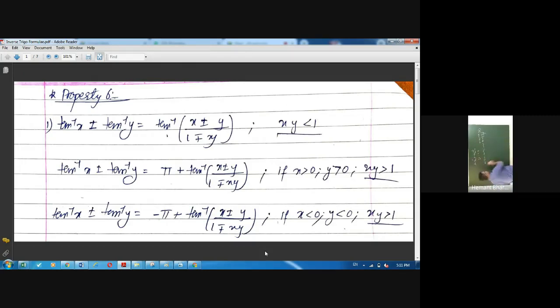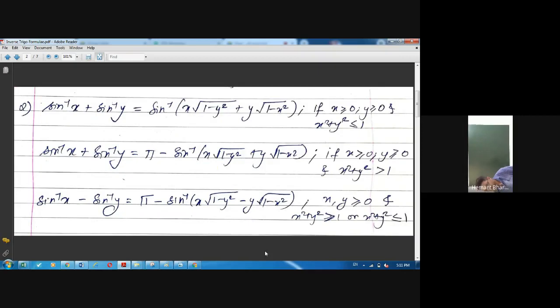Is it fine? So we have three different formulas for tan inverse of x plus or minus tan inverse of y. Next property. Similarly, we will have for sin inverse of x and sin inverse of y. You can see there also we again have two formulas. One is when x is greater than or equal to 0, y is greater than or equal to 0, and x square plus y square is less than or equal to 1.